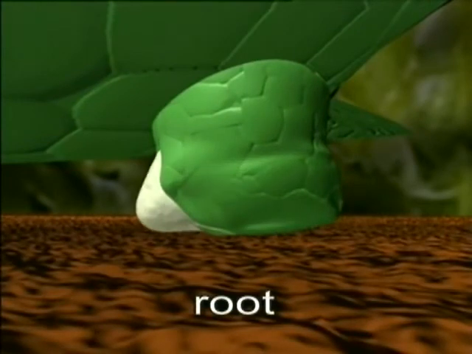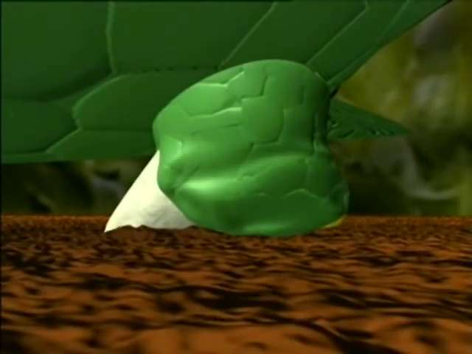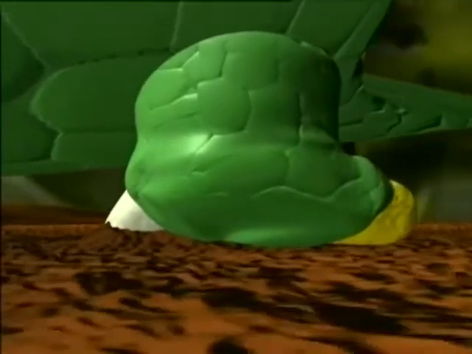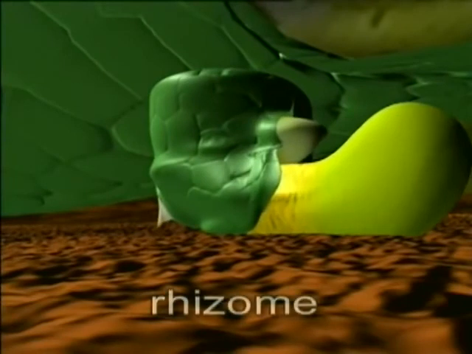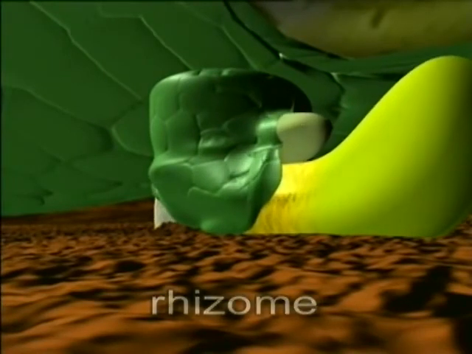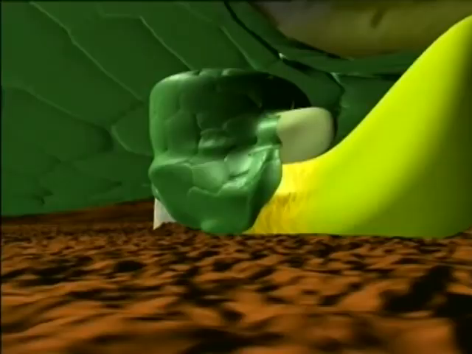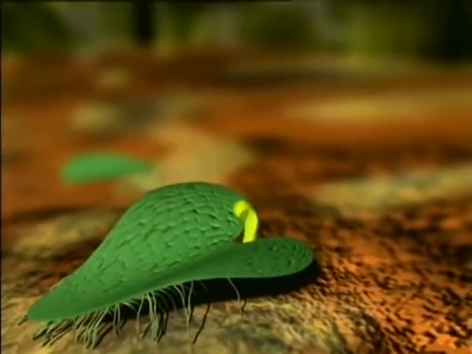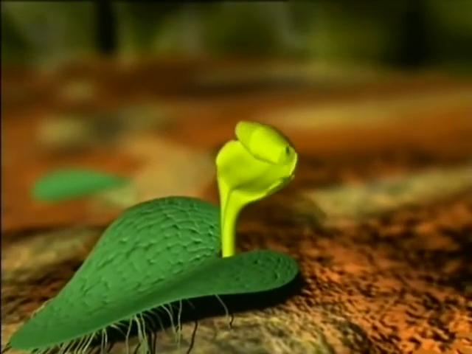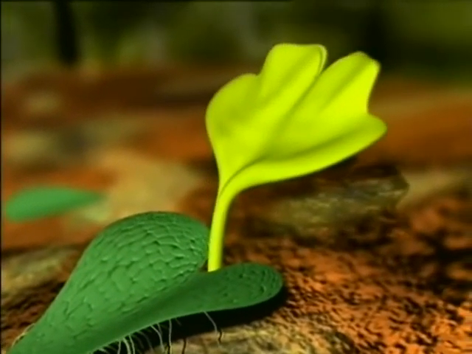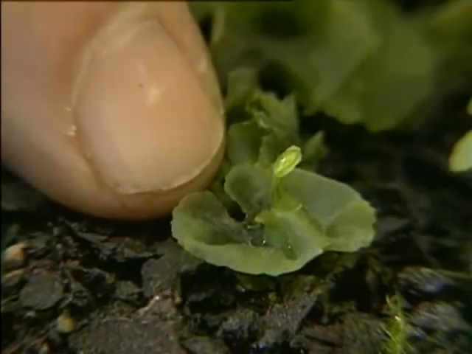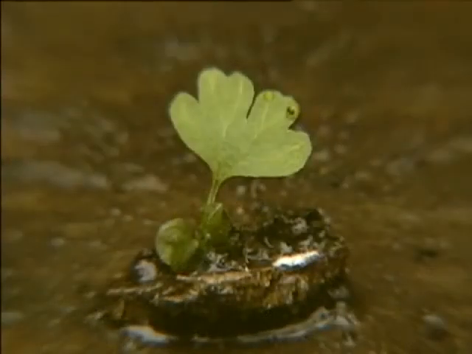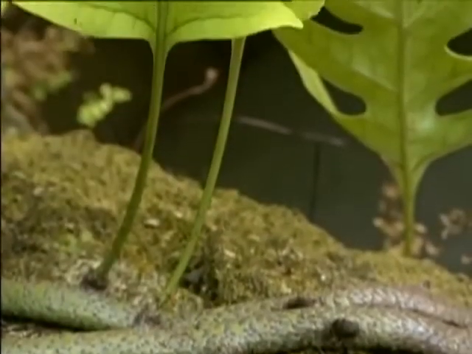A root now grows into the soil for support and to absorb water. Other parts of the embryo form the first leaf and the future stem, the rhizome. The leaf grows through the notch in the gametophyte to reach the sunlight. Eventually, the rhizome emerges and provides additional leaves and roots. In this way, a new plant is formed that matures into another spore-producing fern, completing the reproductive cycle.